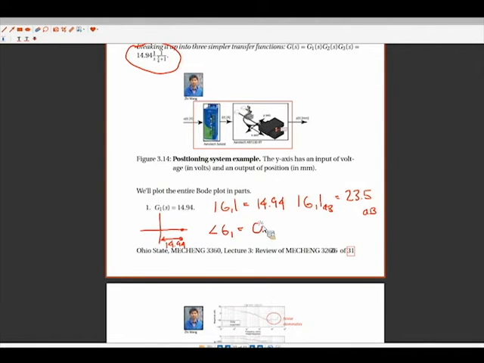So my question is, what would happen if my gain was negative 14.94? What's the phase of a negative gain? Anyone? Phase of a negative gain? 180 degrees. Yeah, so it's either 180 or negative 180. Either one works. So this would be a vector going from the origin to a negative number. That's 180 degrees.